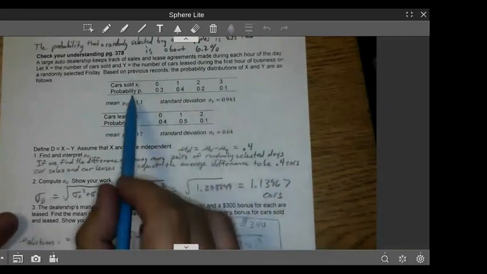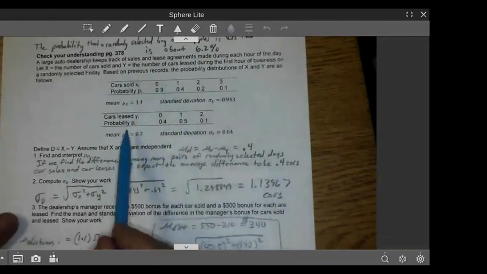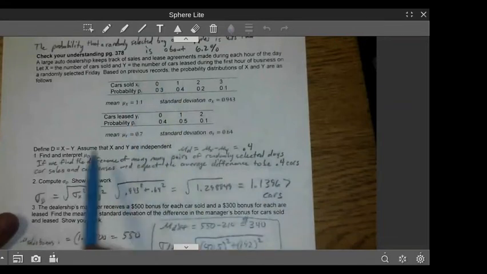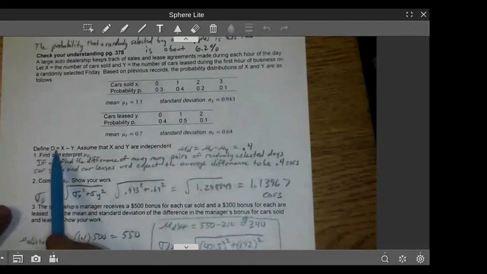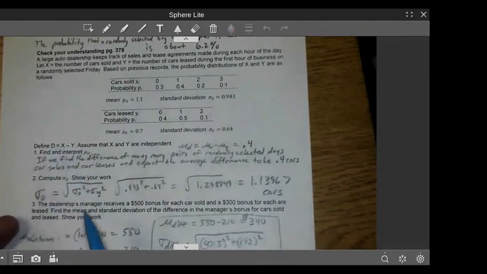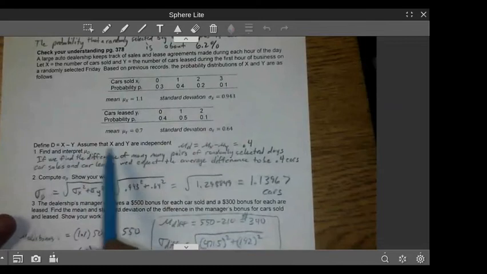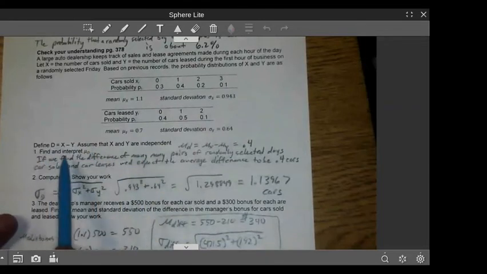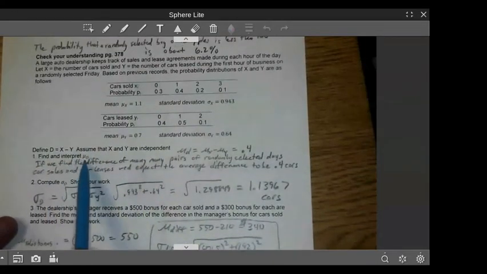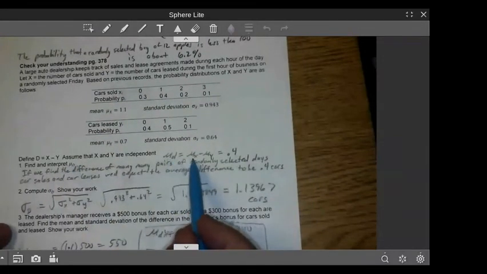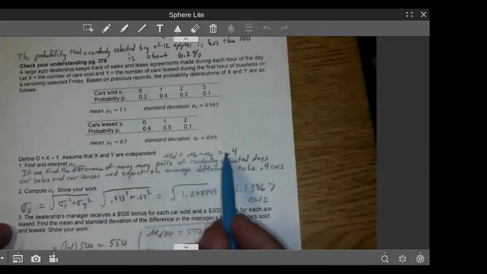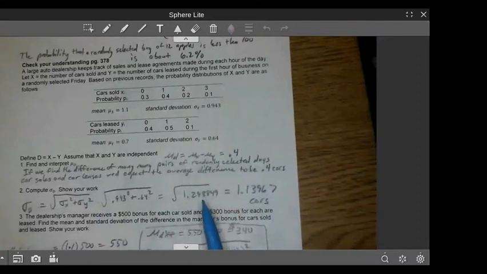All right, so this one is about cars sold versus cars leased. They're going to be doing the difference again. They said define D as X minus Y, and assume that they're independent. Find and interpret mu of D. So mu of D is mu of X minus mu of Y, which is 0.4. Remember, mean is easy. The difference of the means is the mean of the difference. It couldn't be any nicer.